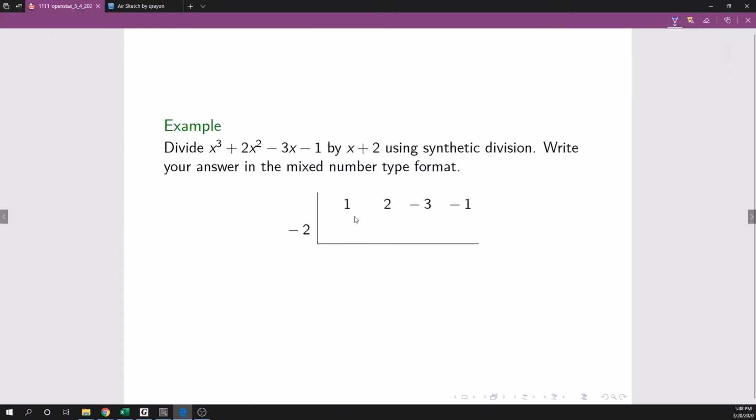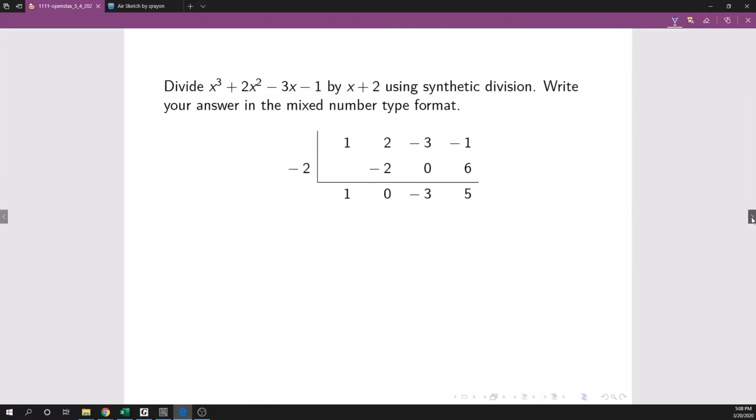All right, now we are ready to roll. Bring down the 1 to kick things off. And remember, it's multiply and add. Minus 2 times 1 is minus 2. Add. All right, then multiply. Negative 2 times 0 is 0. Add. Multiply. Negative 2 times negative 3 is a positive 6. Negative 1 plus 6 is a positive 5. And that's it. All right, so we're done with our synthetic division.